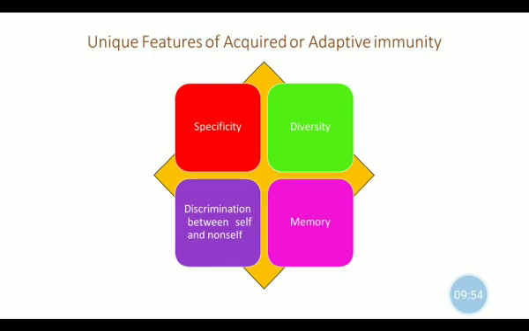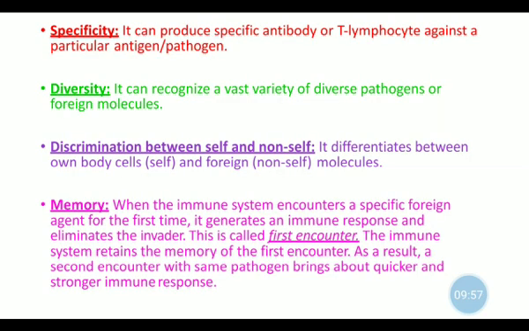Specificity. Produce T lymphocytes against antigens or pathogens. Diversity. It can recognize pathogens or foreign molecules. Discrimination between self and non-self. It differentiates between own body cells and foreign molecules. Memory. The immune system retains the memory of the first encounter of a foreign agent and then gives a stronger immune response to the second encounter.